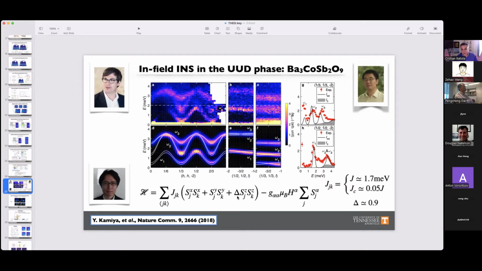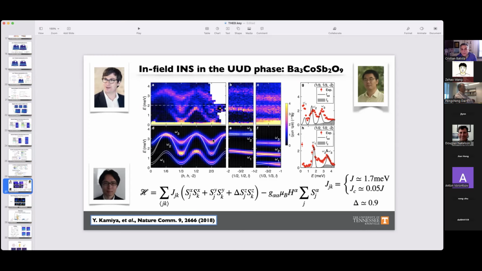Regarding enlarging the size of the plateau: if you make delta big, so very Ising-like, of course the plateau will become bigger, and the gap will be bigger as well. This dispersion will become smaller, so you have flatter bands. So how many modes would you expect to see in terms of energy? Three, because you have a three-sublattice order, right?